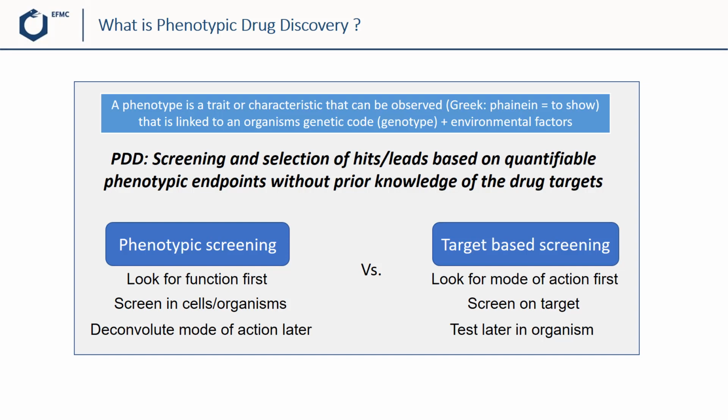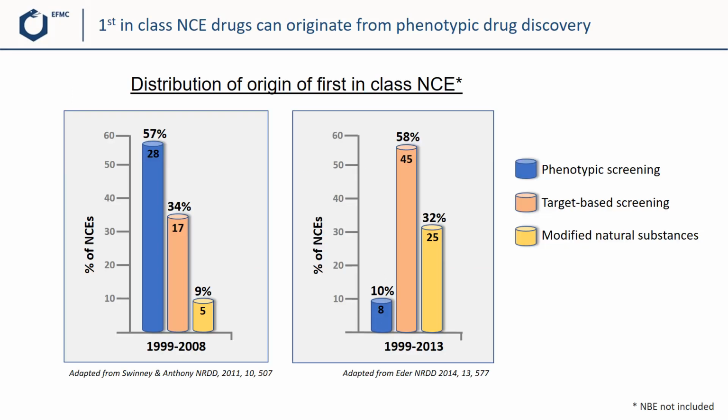In recent years, there has been quite some discussion around a comeback of phenotypic screening and its advantages and disadvantages. If you look at new chemical entities, in general just first-in-class small molecules in these graphs, approved over a certain time span, you will see that the ones discovered through phenotypic screening, shown in blue, had quite an impact over a certain time before 2008. And this fact has been cited a lot as a basis for the renaissance of phenotypic drug discovery.